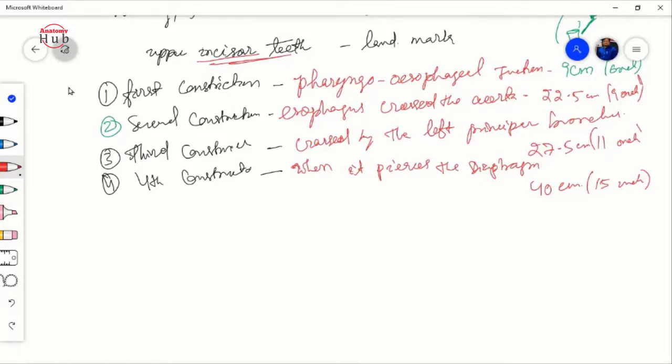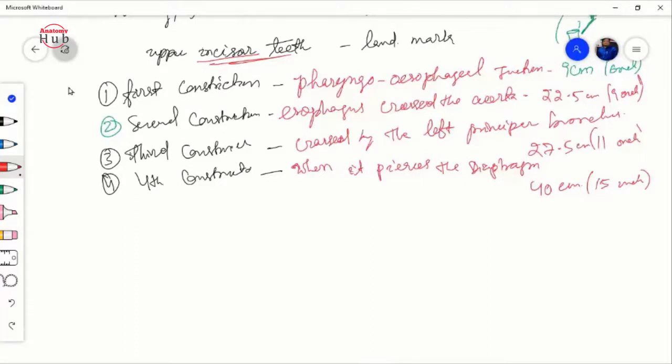Yeah, but okay sir, exact location where you will get? No, arch of aorta. That means just go 9 inches down from the incisor teeth, you will find the arch of aorta, and there is the constriction due to the arch of aorta. Okay. Yes sir.